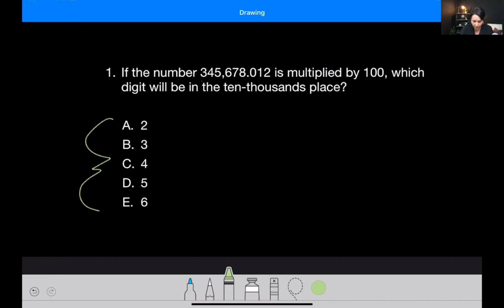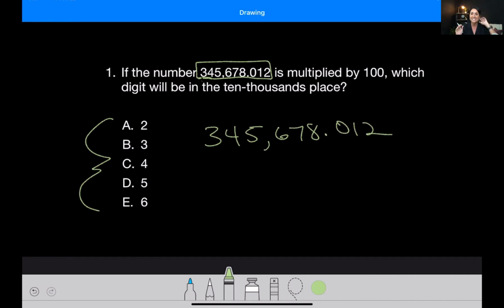If the number 345,678.012 is multiplied by 100, which digit will be in the 10,000s place? What I like to do is write it out. I'm one of those who needs to take it out of the question and write it myself so that I can see it a little better. Here's my number, and I'm multiplying it by 100. Now, this is a place value question. It's basically asking which number is in this place, or what value is this place.